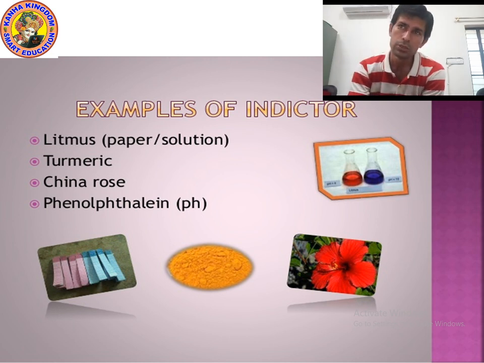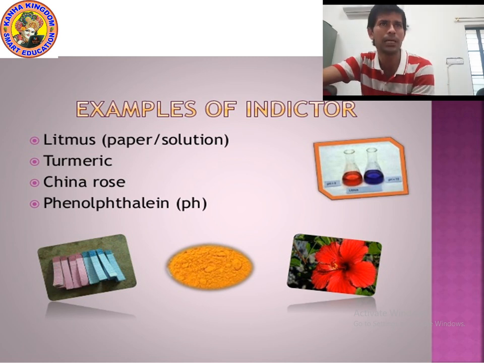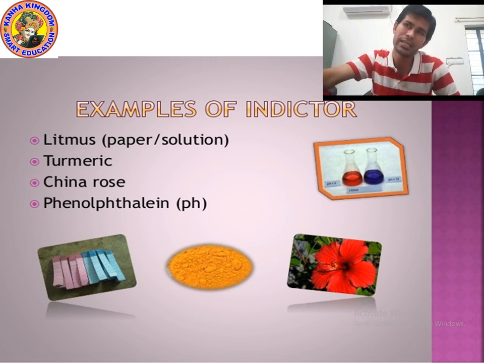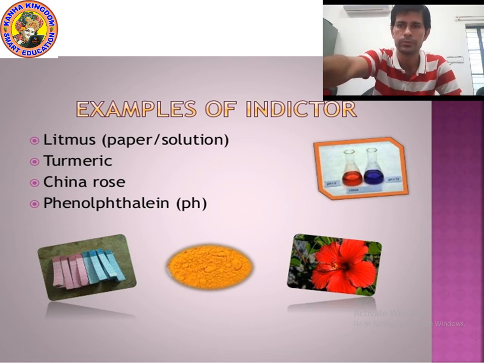Okay. So now I have explained about base and I have given examples of base and examples of indicator. Now once again we will see the example of acid, then we will study our new topic. Okay. Now let's move on to the next point.